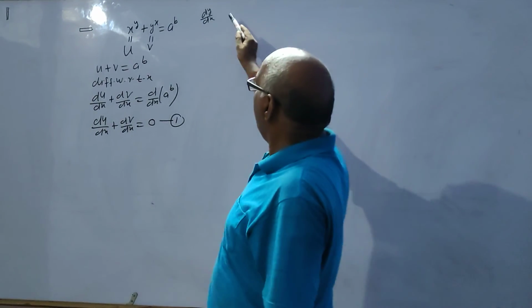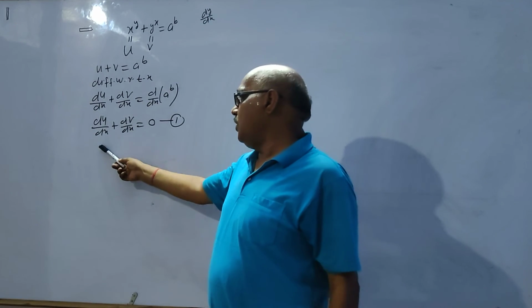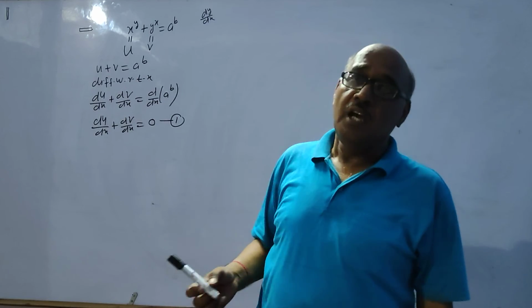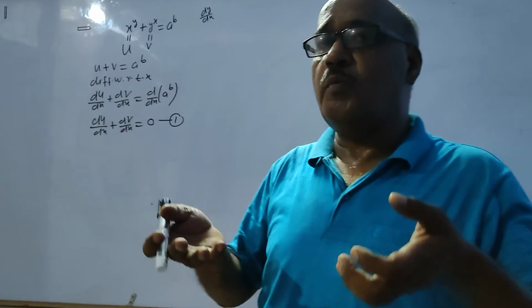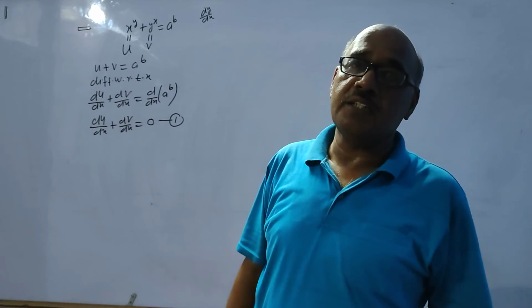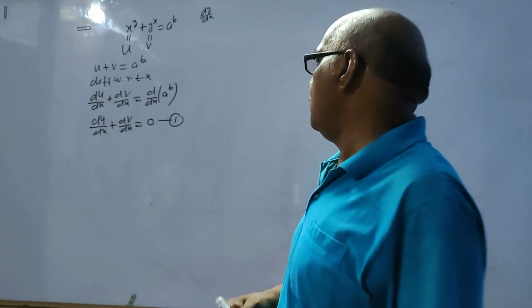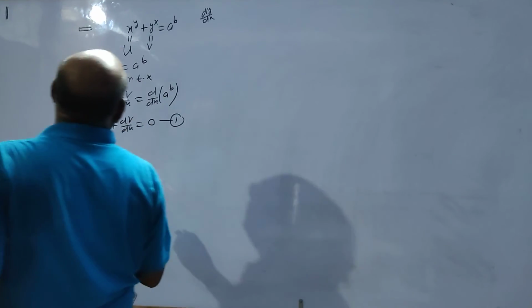Now we are supposed to find the value of dy over dx. So first we will find the value of du over dx and dv over dx. दोनों की value will come in terms of dy over dx, and finally we will solve for the value of dy over dx. So first let us find the value of du over dx.